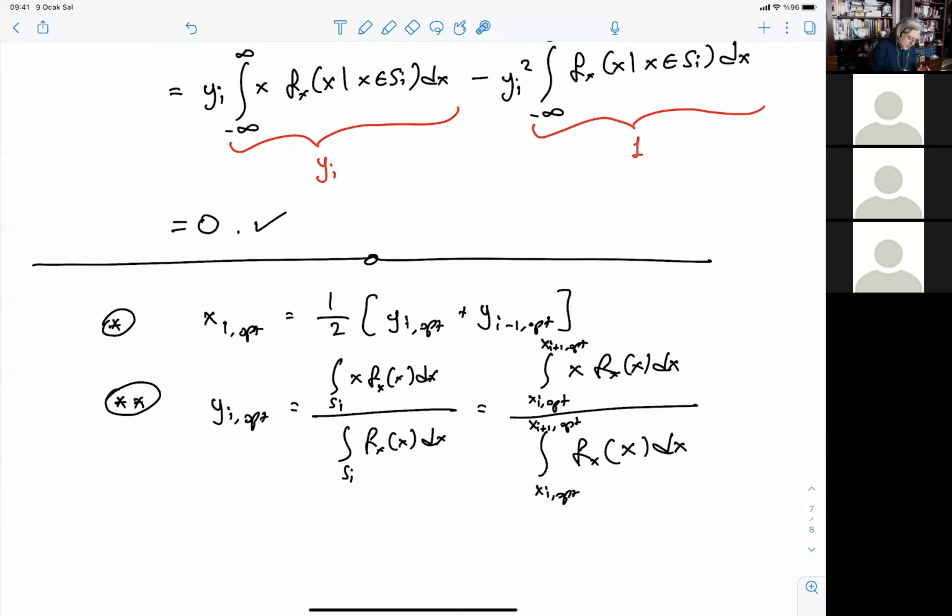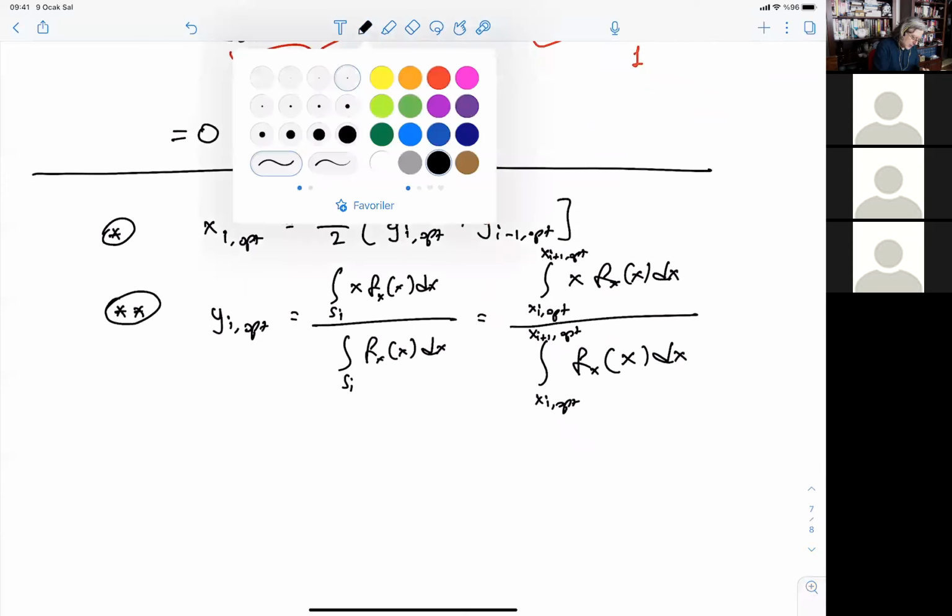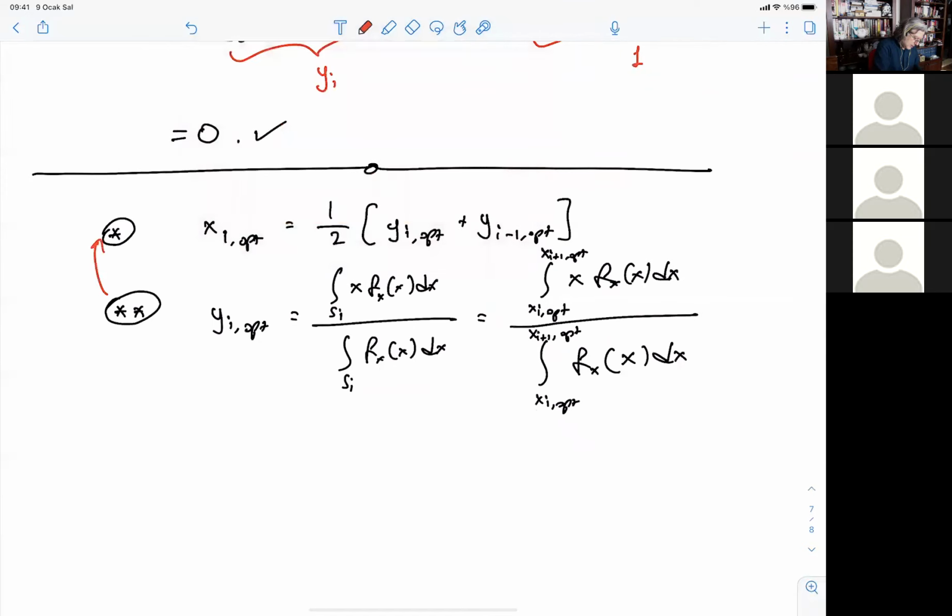So as you see, in the first expression I'm using the set of yi, yi minus 1, yi plus 1, etc. to find the xi's, and here I'm using those xi's as the boundaries of these integrals to evaluate the centroid and determine yi. And we iterate between these. We do one and then continue with the other one. Therefore, since it's an iteration, it requires an initial condition, a starting point.